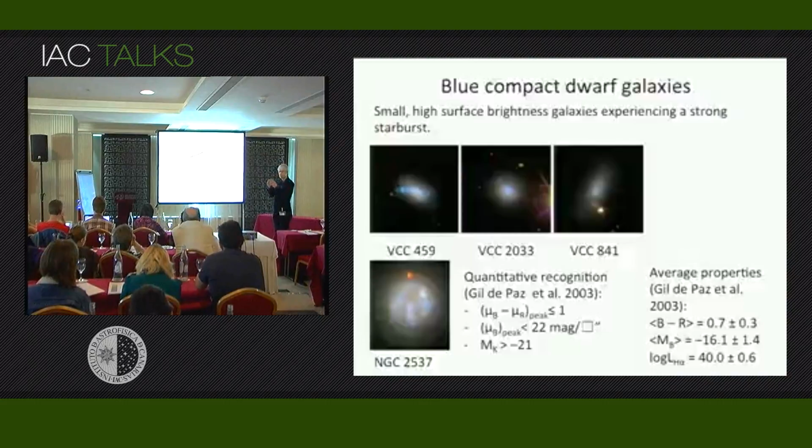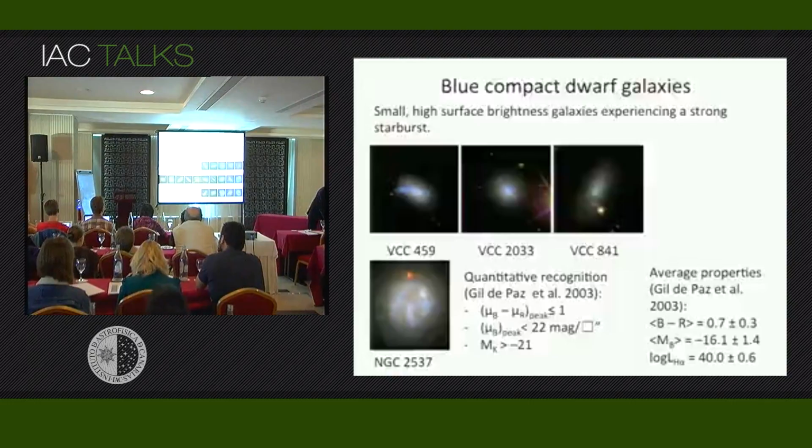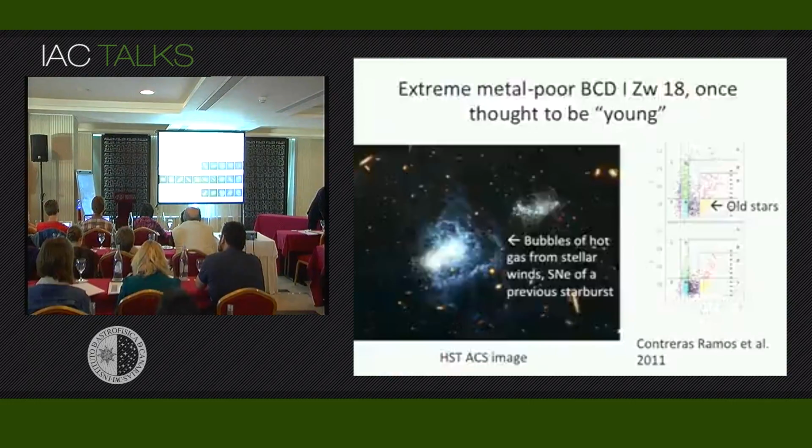Blue compact dwarf galaxies have been an interesting class. They're small, they're high surface brightness, probably experiencing a strong starburst. I show 4 examples here, and from this paper by Gil de Paz, these are some of the average properties of objects that we call blue compact dwarfs. Now, there's one blue compact dwarf that's especially been generating a lot of interest in recent years. One's Wiki 18. It's a horrible-looking mess.